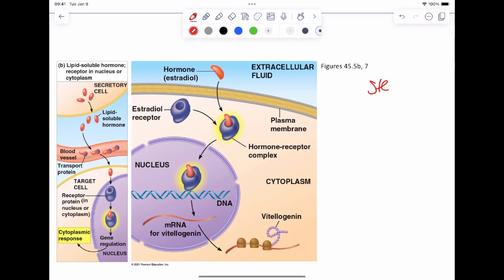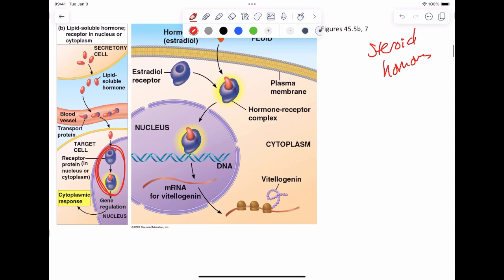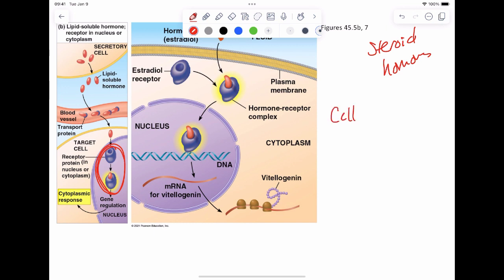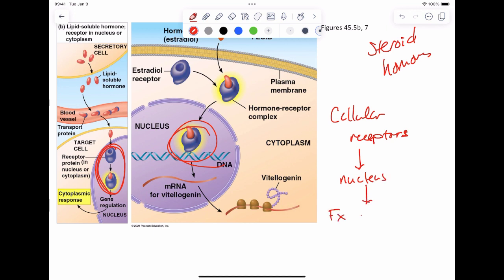Steroid hormones behave by a different game. Their receptors are within the cell. They're going to have cellular receptors. They will typically target the nucleus. And they're going to function as things that we call transcription factors. The transcription factors are going to be proteins that help or hinder gene expression.